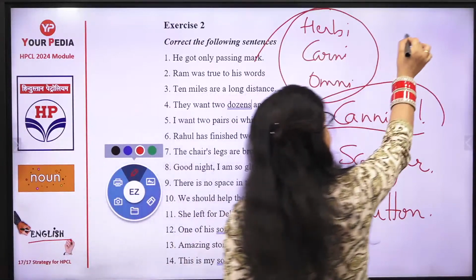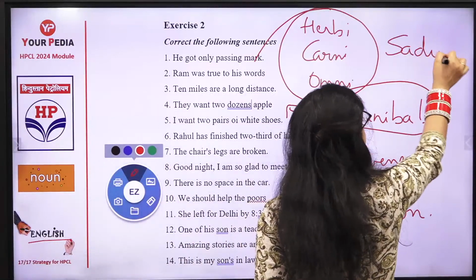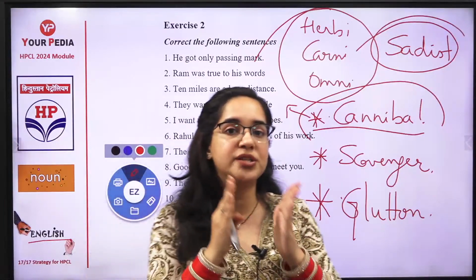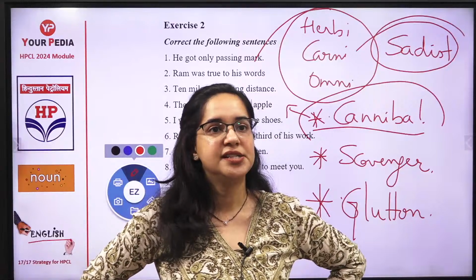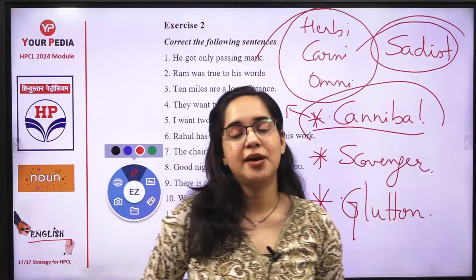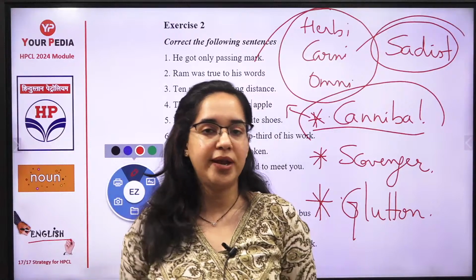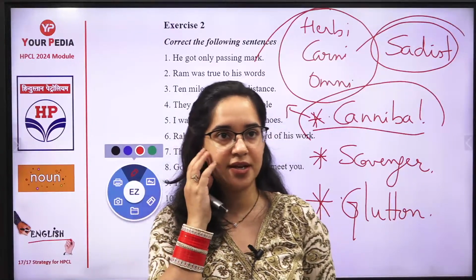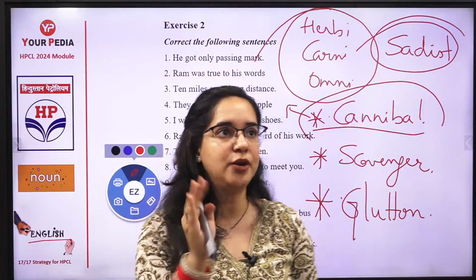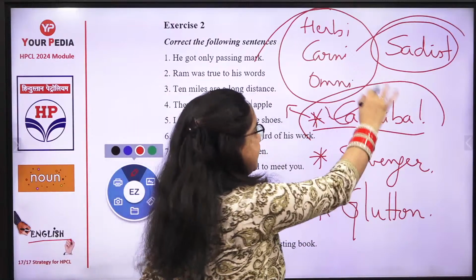Now relating to this word, let me help you with another word. What is the meaning of the word sadist? Anyone who can tell me the meaning of the word sadist? Sadist, what is it? Now see, sadist is someone who gives pain to others, right? So a cannibal is someone who eats other people. That is right. One who eats other people is a cannibal.